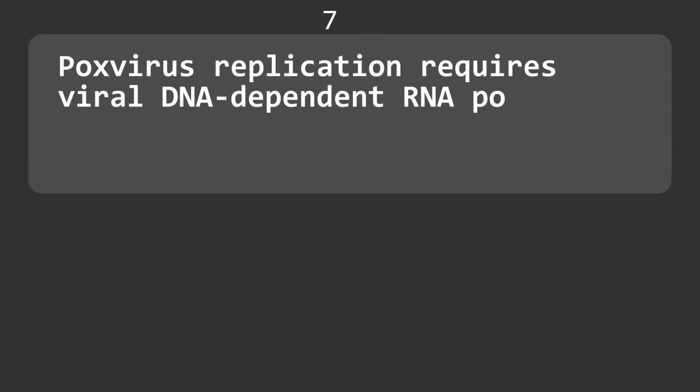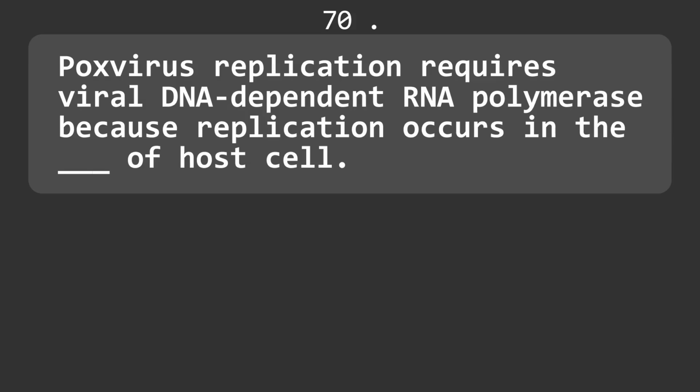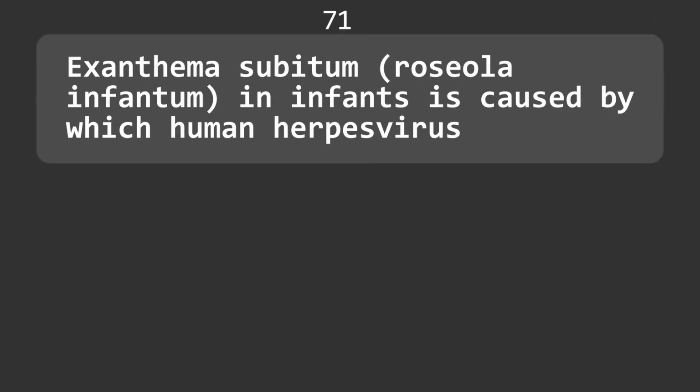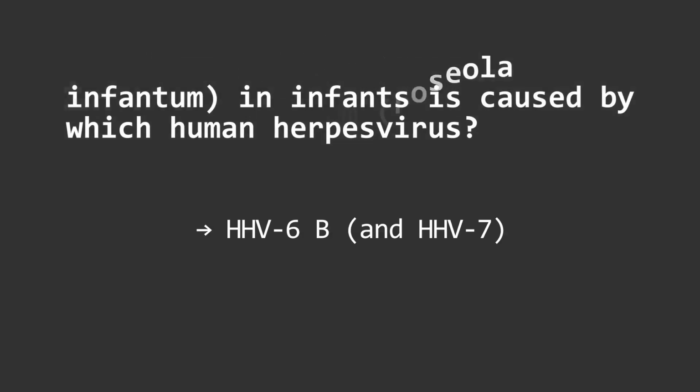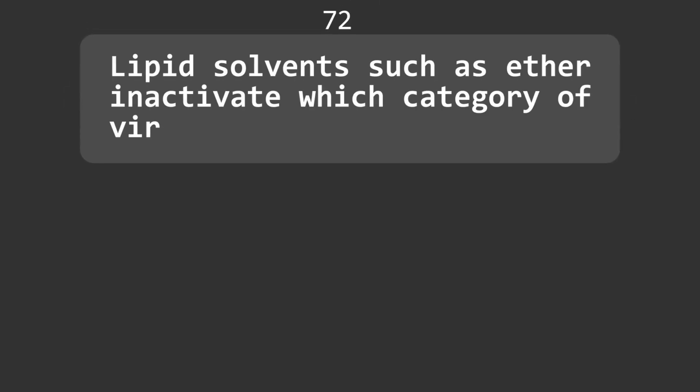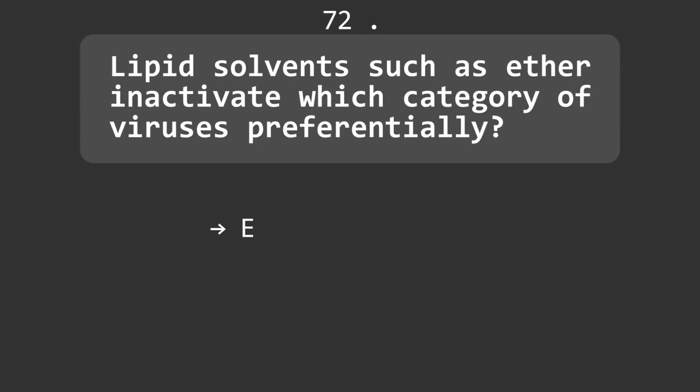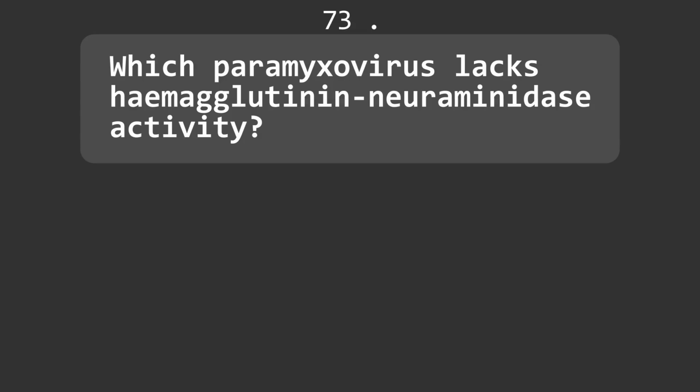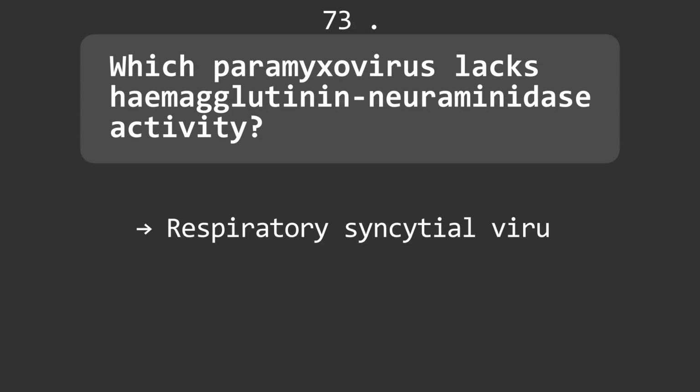Poxvirus replication requires viral DNA-dependent RNA polymerase because replication occurs in the host cell cytoplasm. Exanthem subitum, roseola infantum in infants, is caused by which human herpes virus? HHV6B and HHV7. Lipid solvents such as ether inactivate which category of viruses preferentially? Enveloped viruses. Which paramyxovirus lacks hemagglutinin neuraminidase activity? Respiratory syncytial virus.